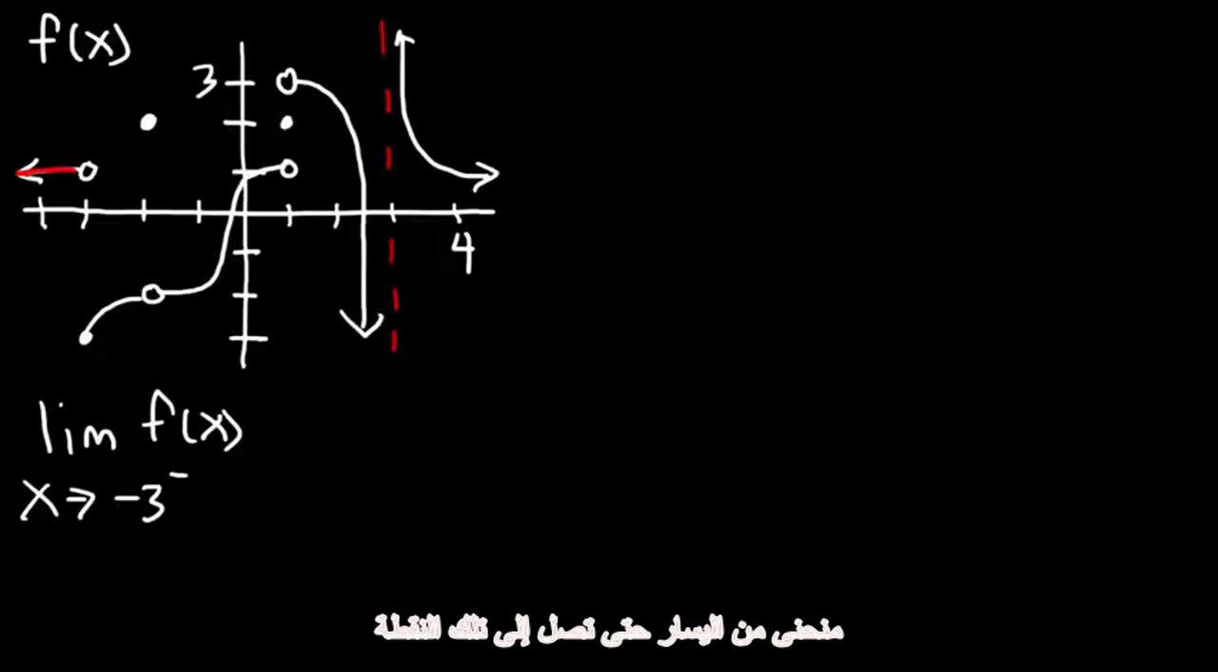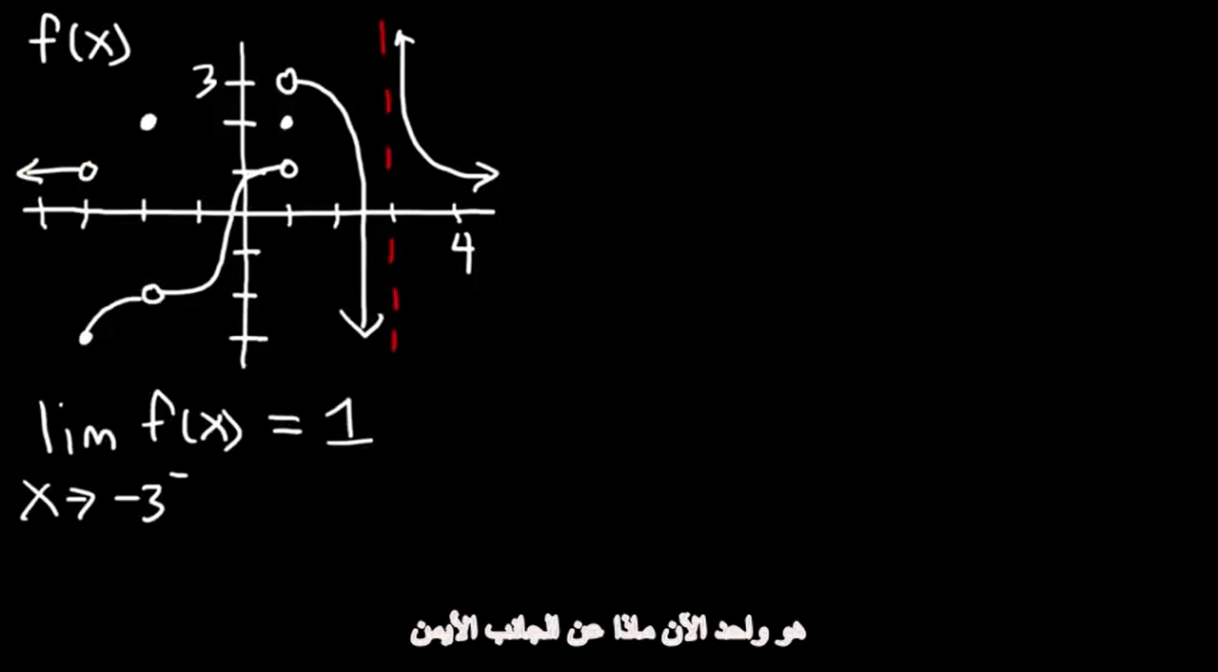Now we want to approach that vertical line from the left side. So therefore you want to follow the curve from the left until you get to that point. Notice that the y value here corresponds to positive 1. So therefore the limit as x approaches negative 3 from the left side is 1.